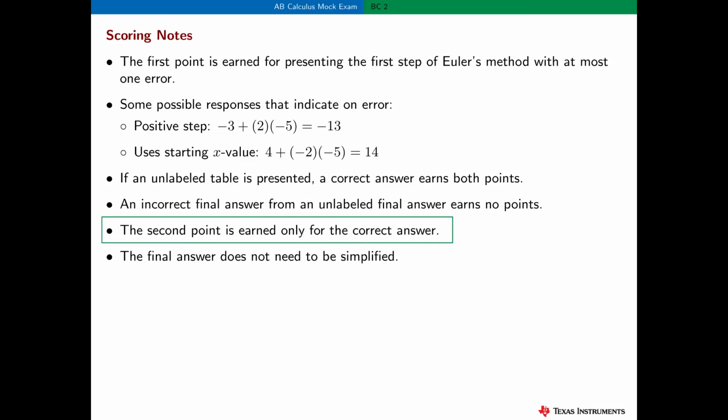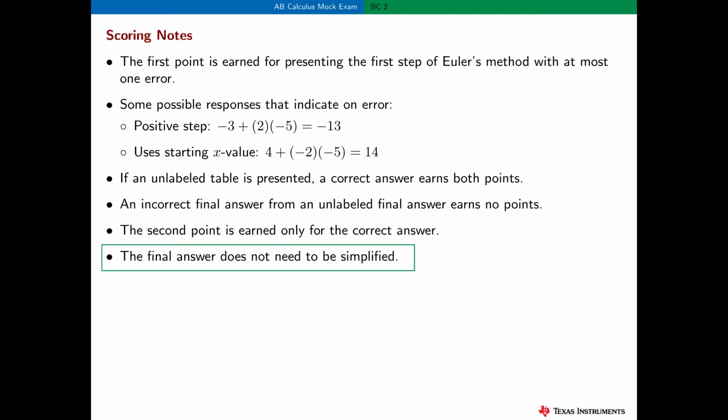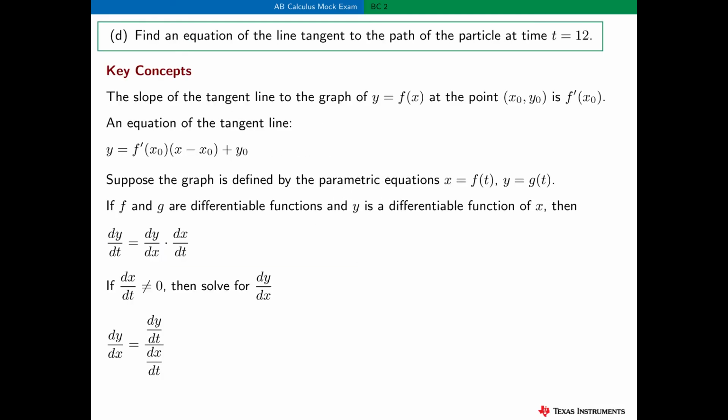In some cases, if a student makes an error that does not change the nature and complexity of the problem, we'll read with the student to possibly award additional points, but that's not the case here. If the student makes an error along the way, at some point in the process, they do not earn the second point. And, as usual, the final numerical answer does not need to be simplified, but y and y prime must be evaluated.